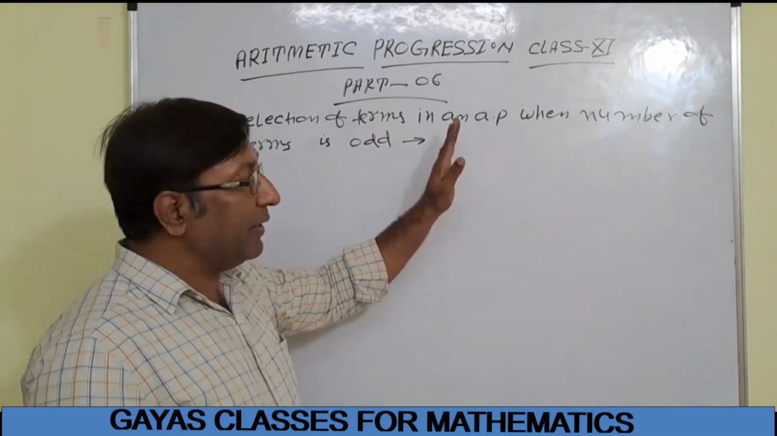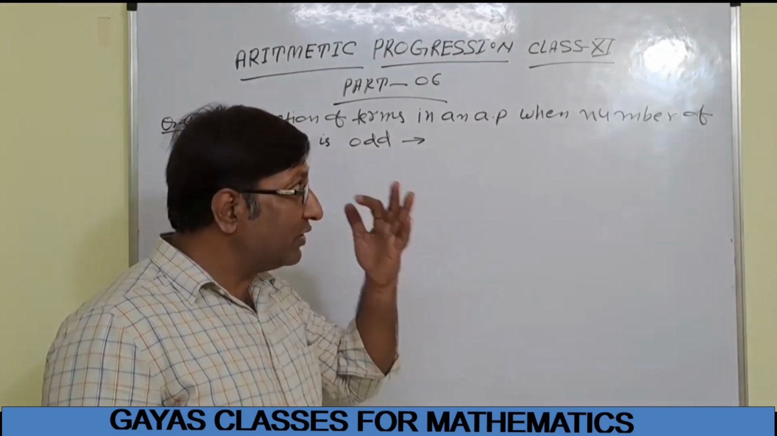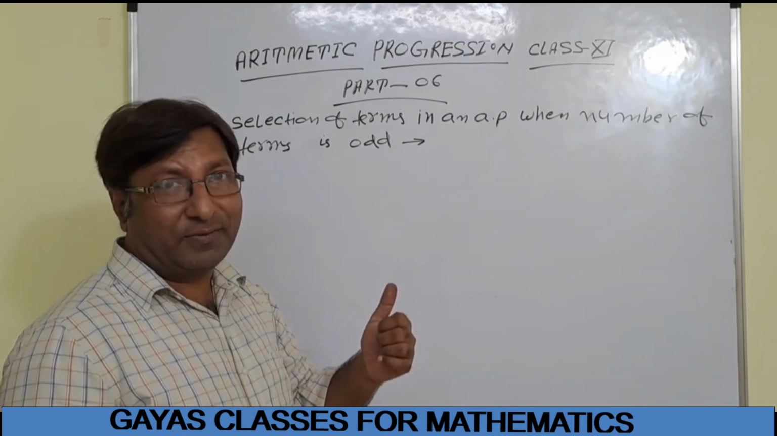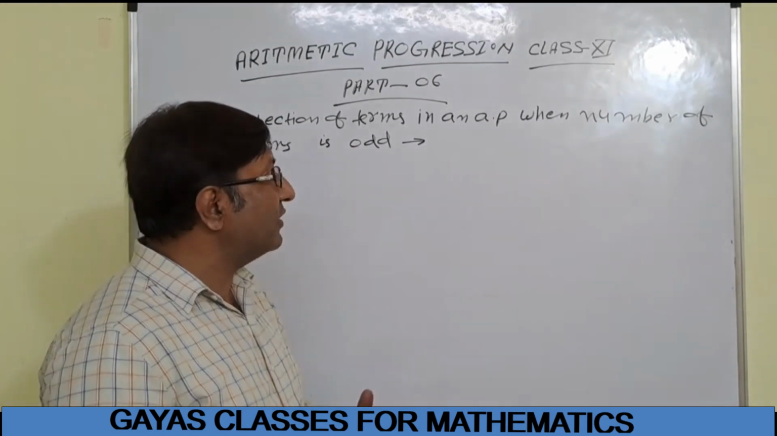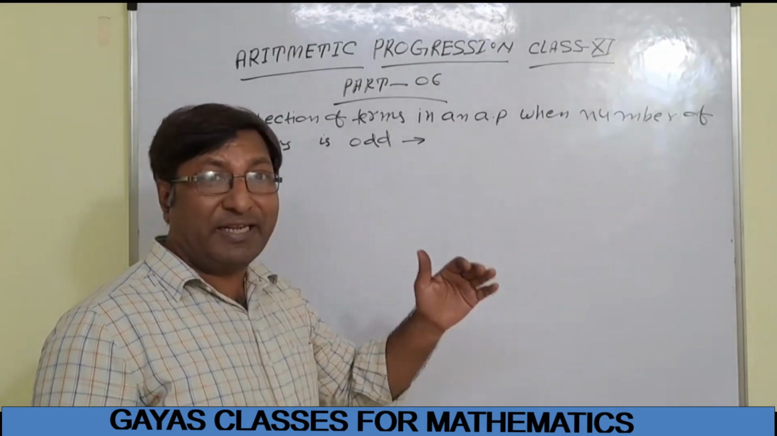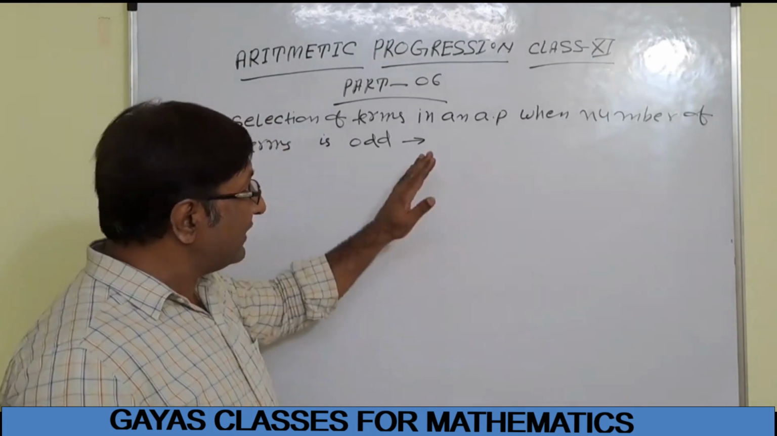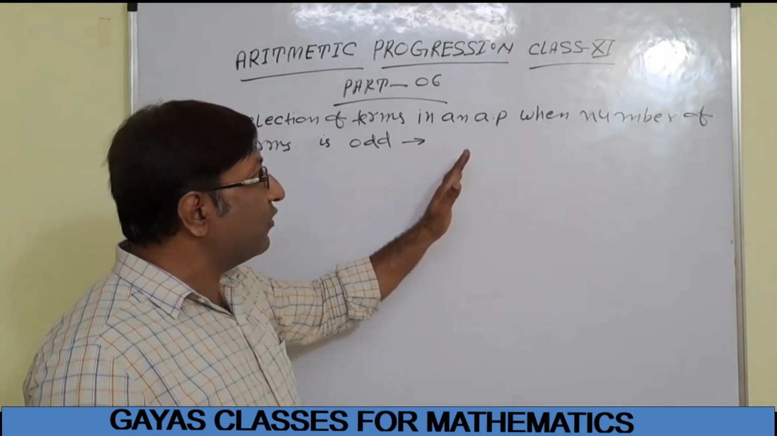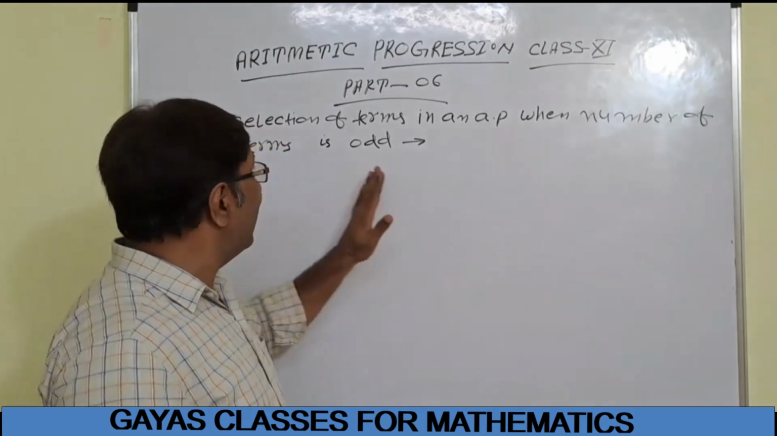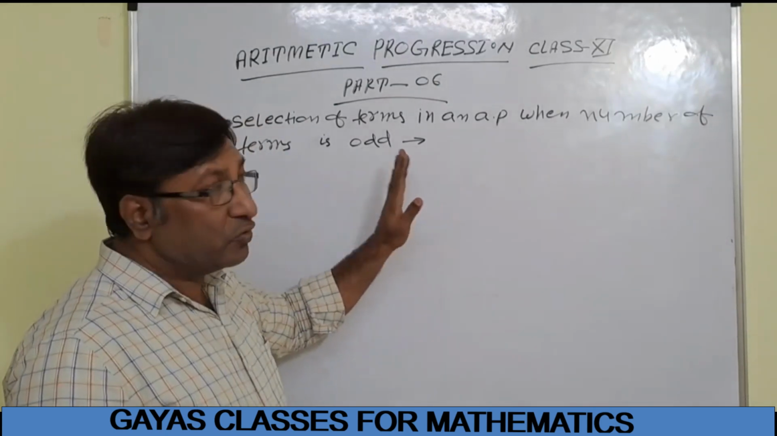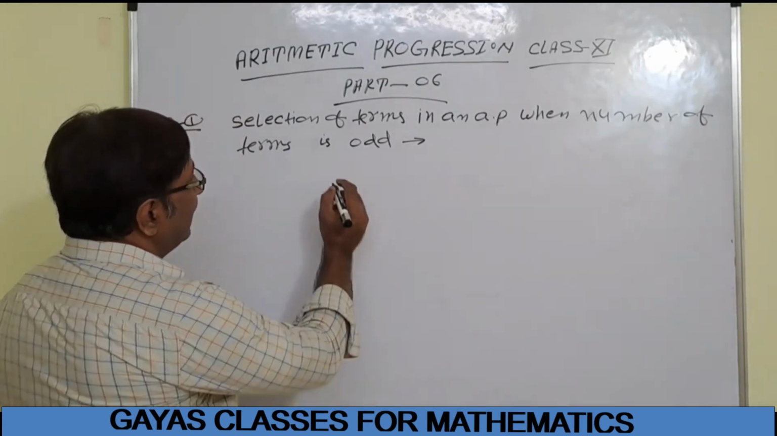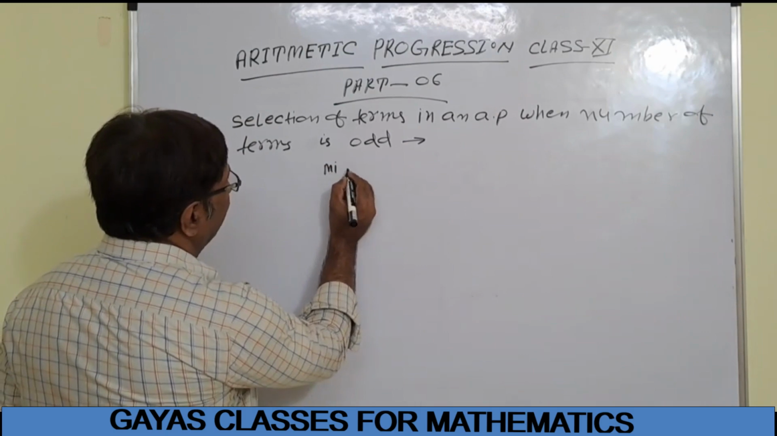So you know, AP is what? Arithmetic progression, where the common difference is constant. Sometimes this type of question comes, like sum of 4 terms, sum of 3 terms. So the technique for this is the selection of terms in an AP when the number of terms is odd. So always remember the middle term.